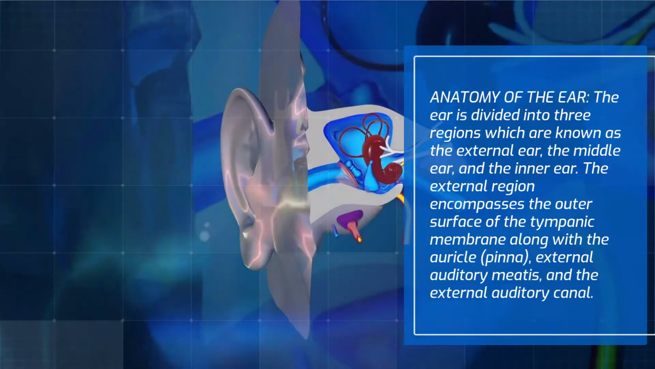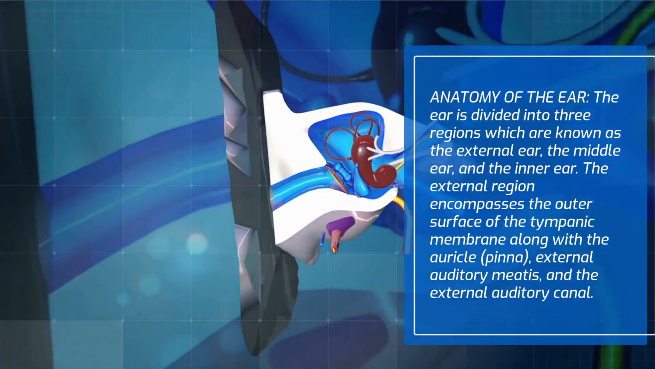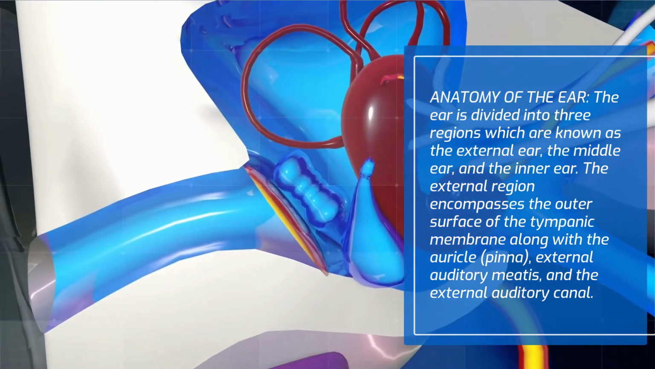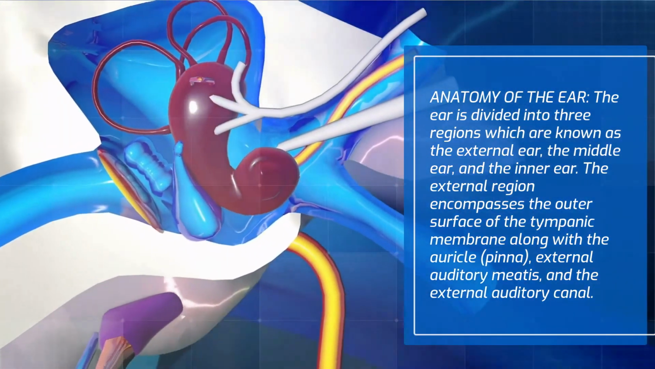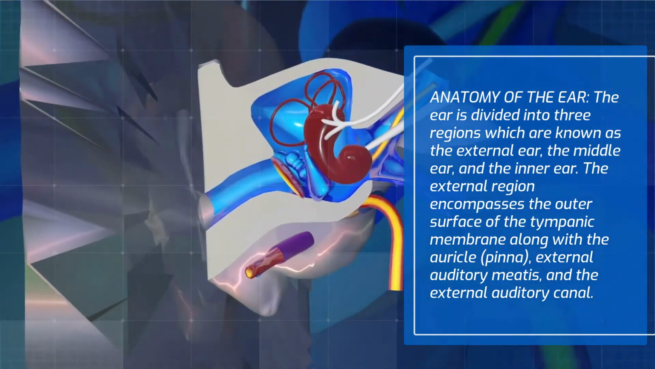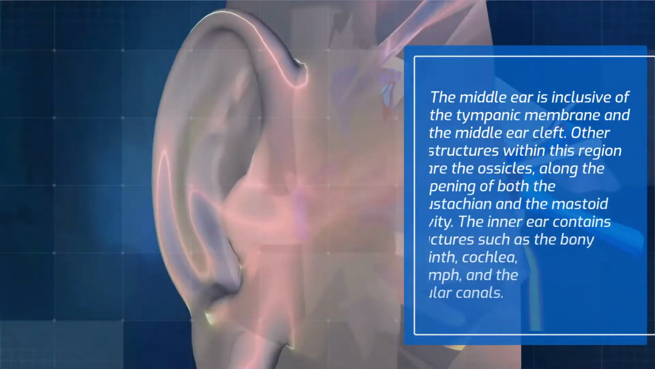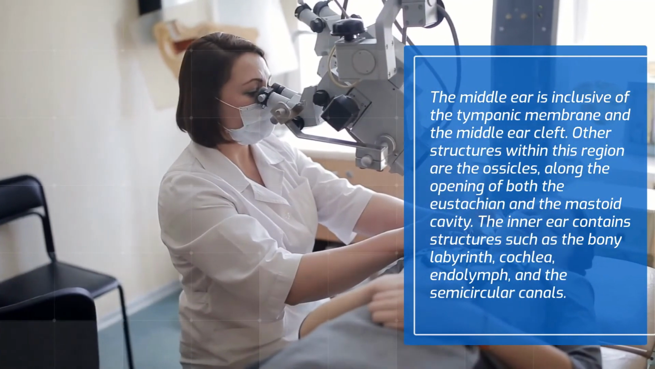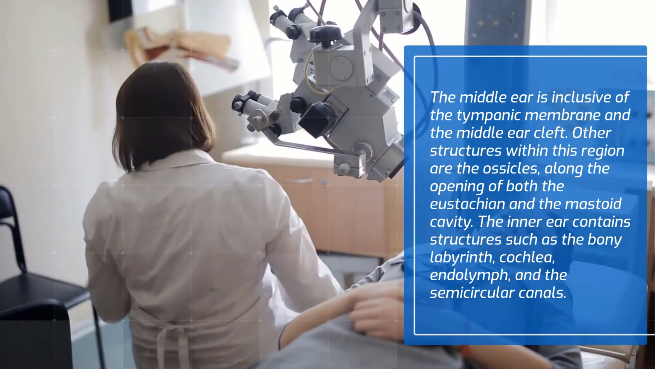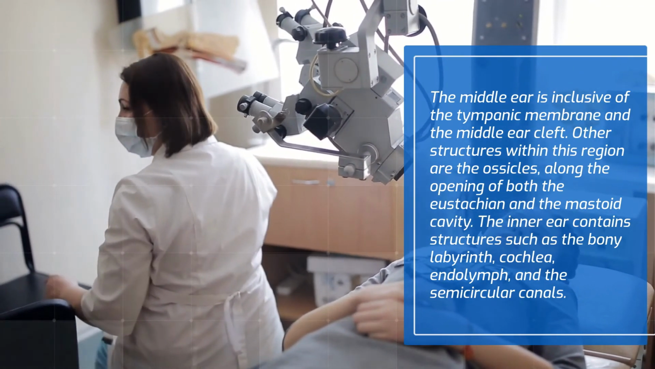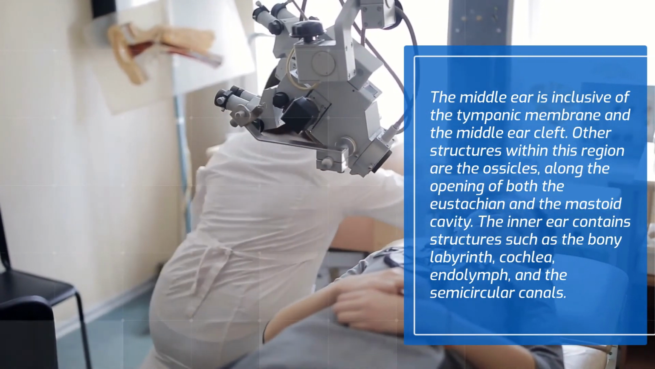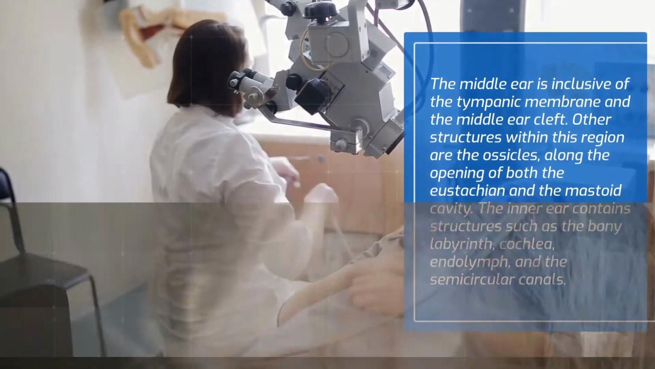Anatomy of the ear. The ear is divided into three regions known as the external ear, the middle ear, and the inner ear. The external region encompasses the outer surface of the tympanic membrane along with the auricle, pinna, external auditory meatus, and the external auditory canal. The middle ear includes the tympanic membrane and the middle ear cleft. Other structures within this region are the ossicles, along with the openings of both the eustachian tube and the mastoid cavity. The inner ear contains structures such as the bony labyrinth, cochlea, endolymph, and the semicircular canals.